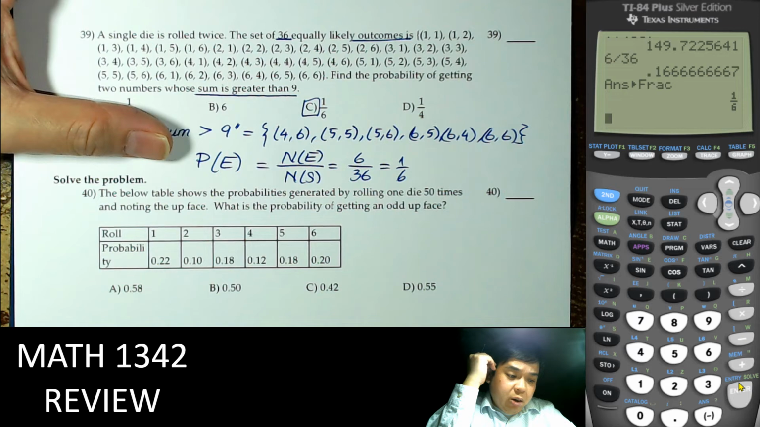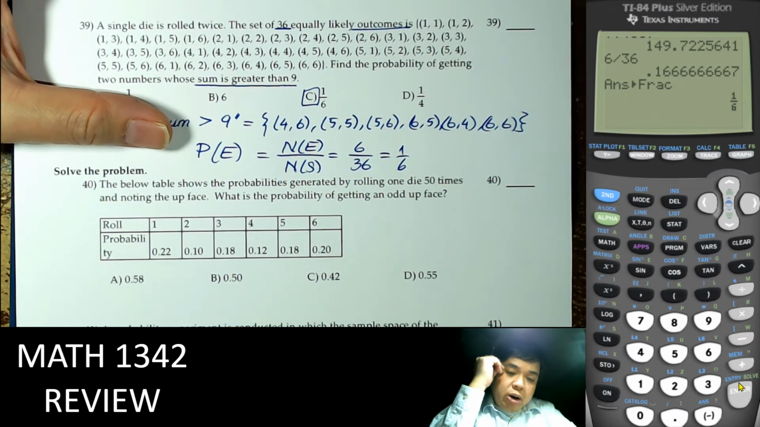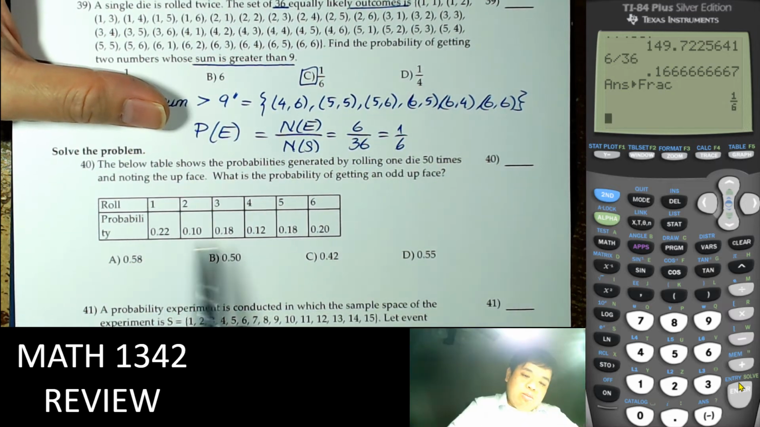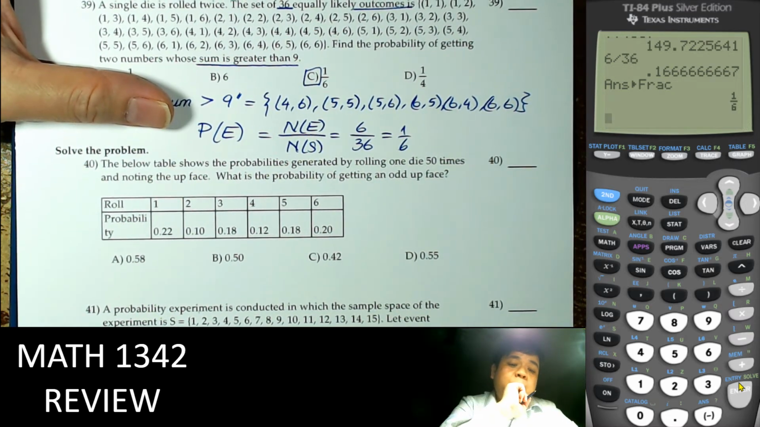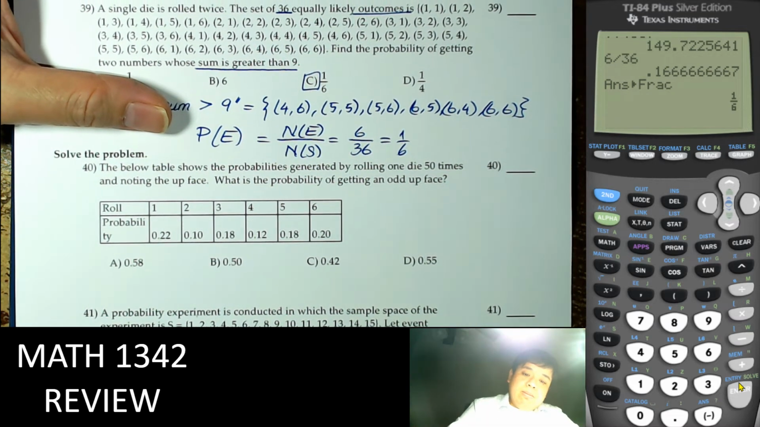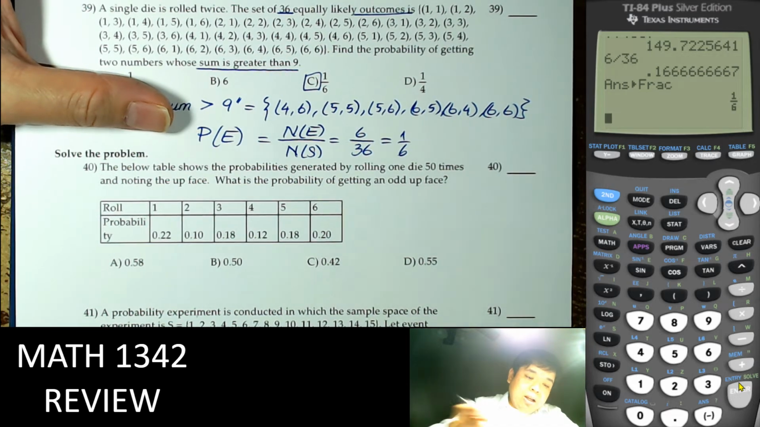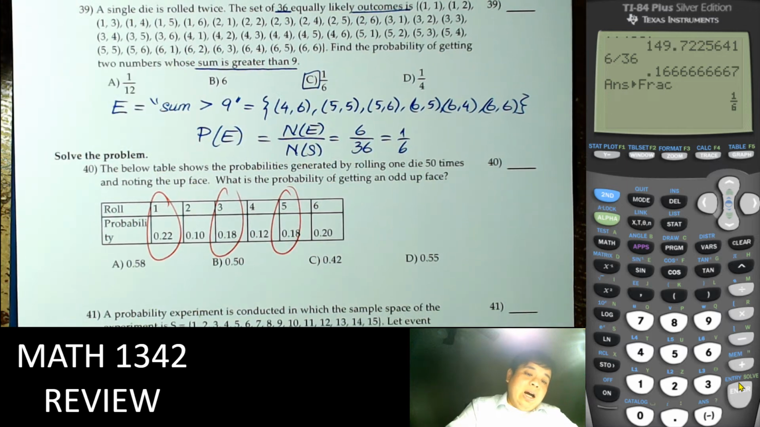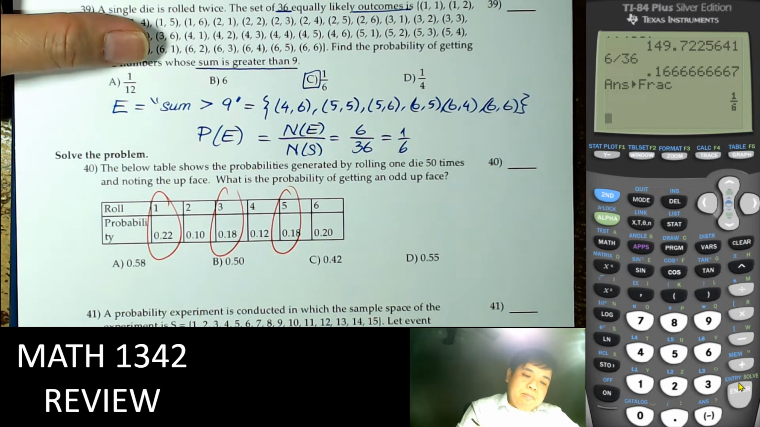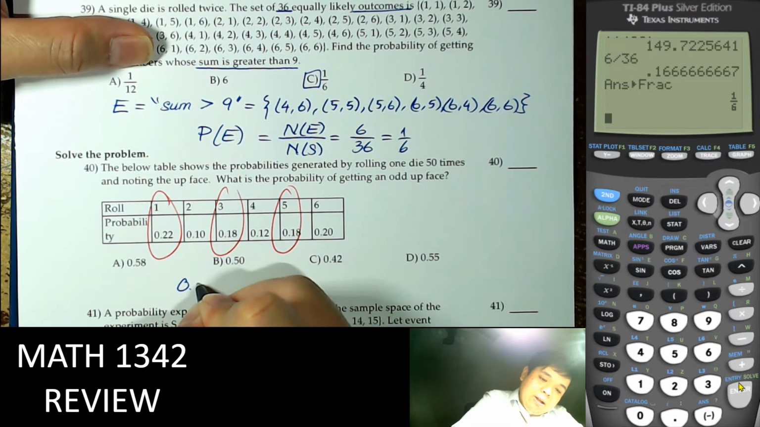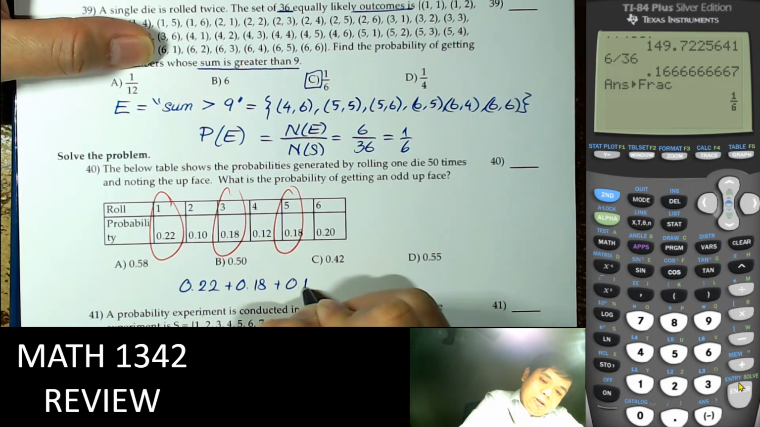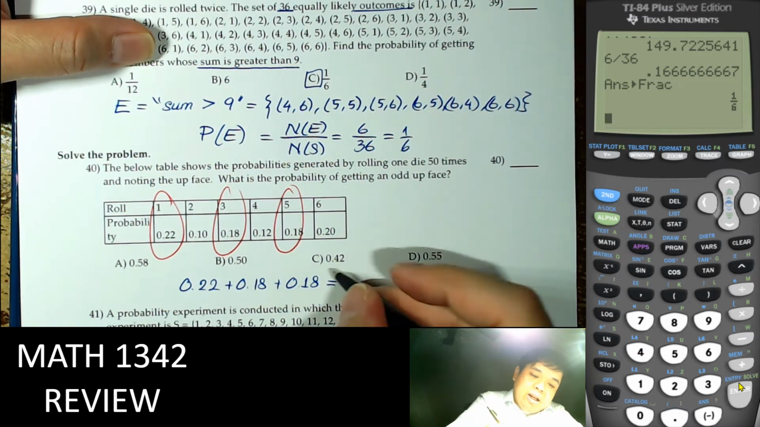The table below shows the probabilities generated by rolling one die 50 times and noting the up face. So that's what we have. What is the probability of getting an up face of an odd number? So odd numbers here are 1, 3, or 5. Simply we just add all those up. That's 0.58.